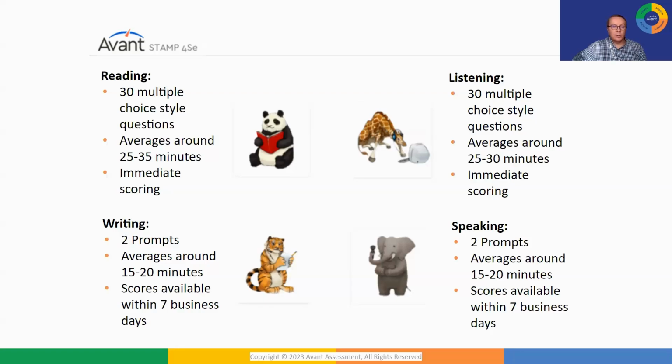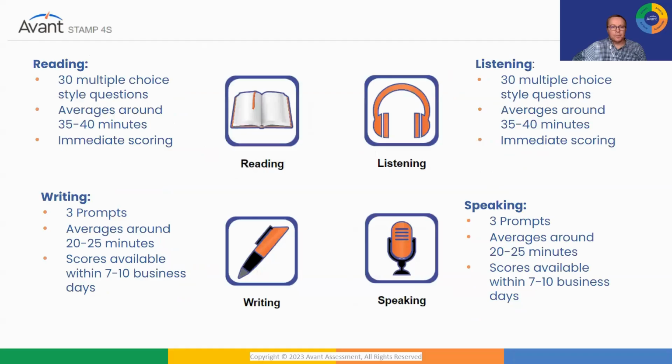Test takers respond to 2 prompts in writing and 2 prompts in speaking. They complete each of those sections in 15 to 20 minutes on average. For the STAMP 4S test, the average test taker time in reading and listening is 35 to 40 minutes each. On the 4S test, test takers will respond to 3 writing prompts and 3 speaking prompts. Writing and speaking sections are typically completed in 20 to 25 minutes each.